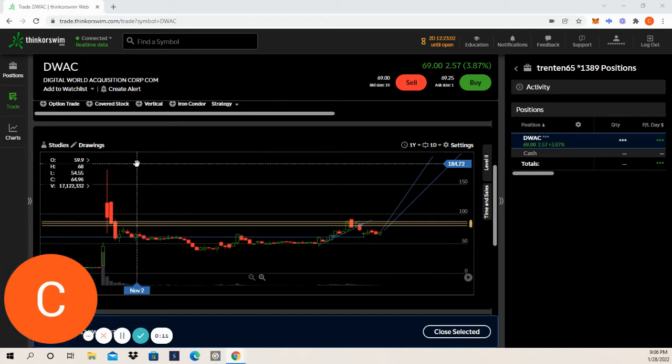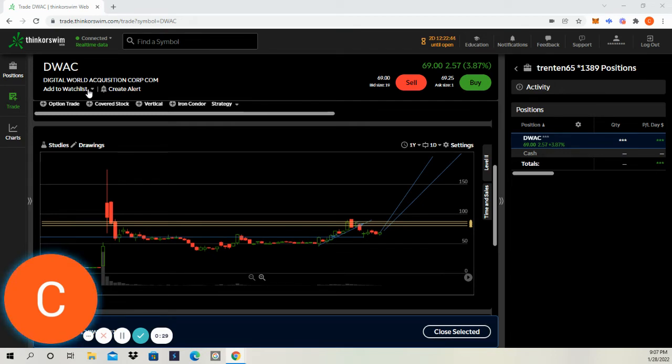Before I even invested in this company, or I should say swing traded this company, I always saw value in it. First off, this company is Digital World Acquisition Corp. Donald Trump, the president, is the founder of this. It has a lot of hype behind the company.